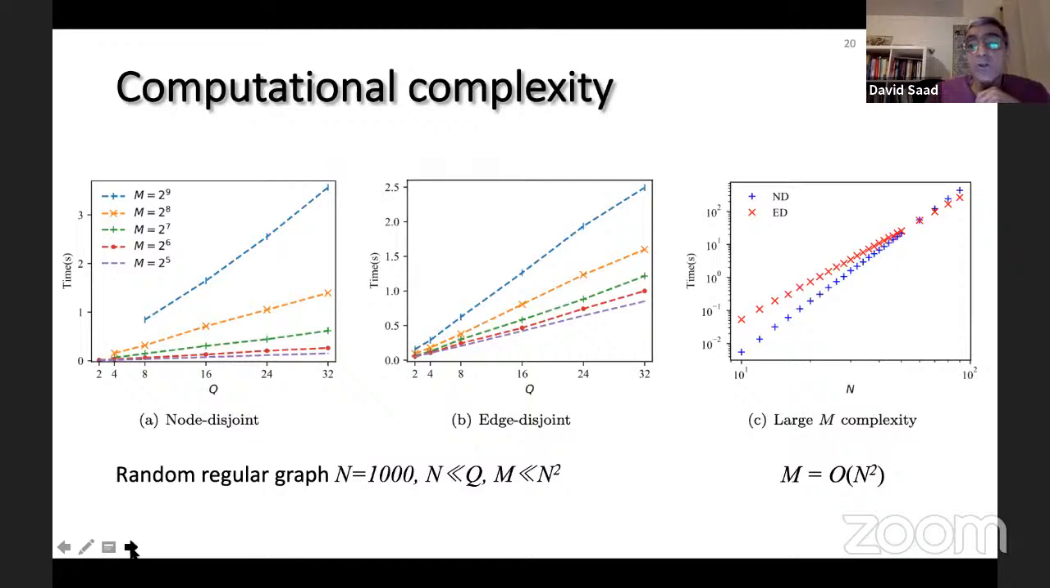In terms of computational complexity, you can see that there is a polynomial growth in time. This is actual time on a computer, as we increase M and as we increase Q, for node disjoint and edge disjoint, and this is in the case of large M, where M, the number of communication requests, is order n squared.